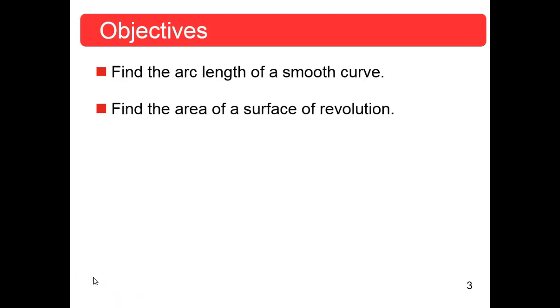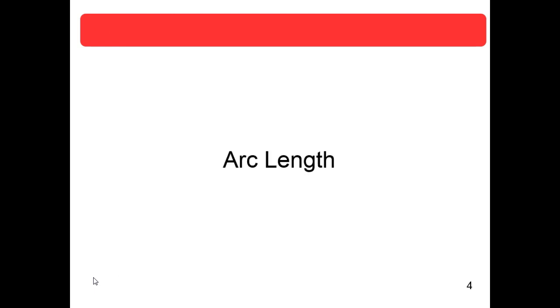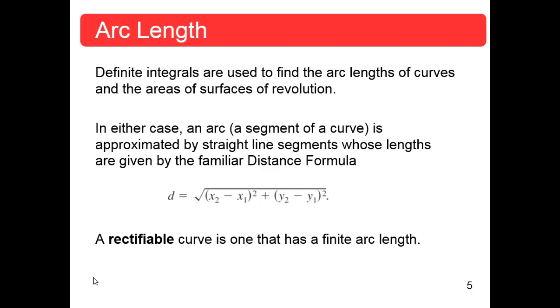So our two objectives here, first find the arc length of a smooth curve. Now, at least thinking of that, it doesn't seem like that would be such a difficult thing. Okay. It is a little more complicated than what you might think. And then once we've got an arc length, then we'll find the area of a surface of revolution. Okay, so let's start with arc length.